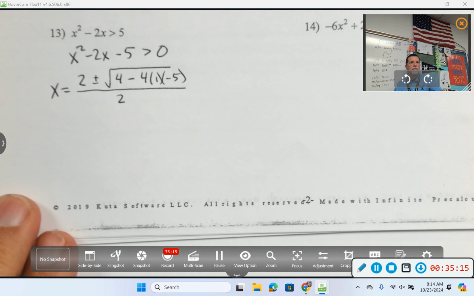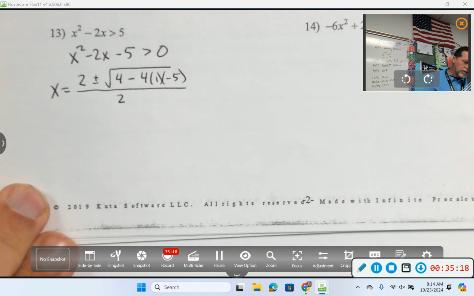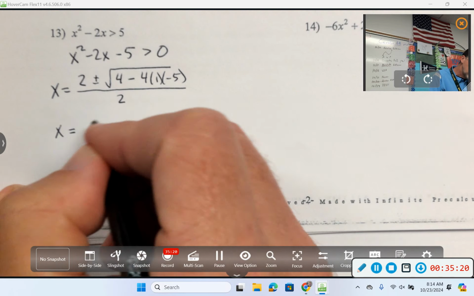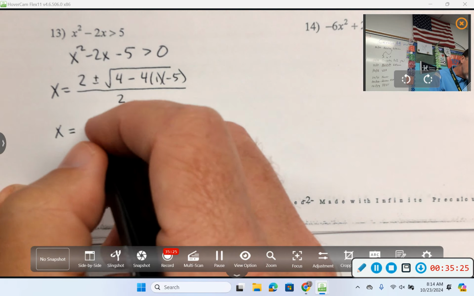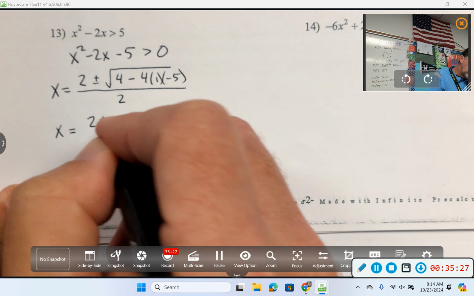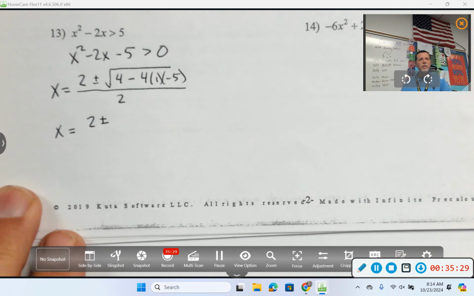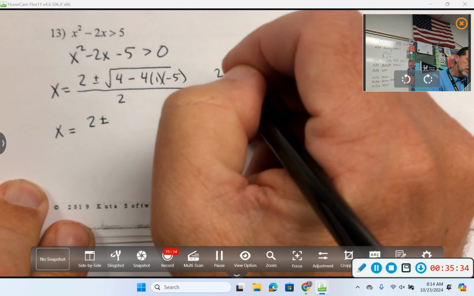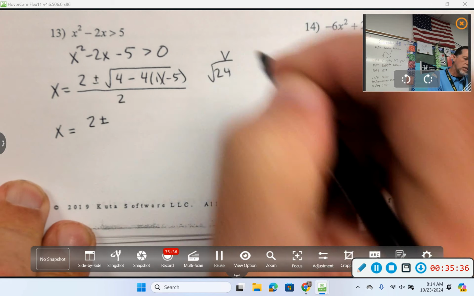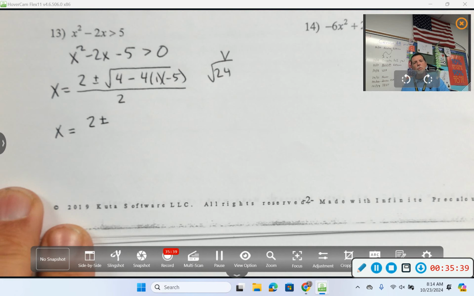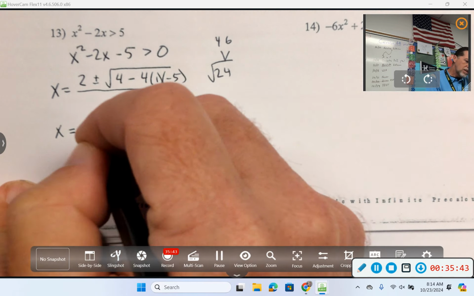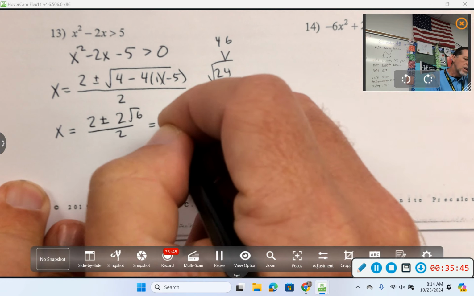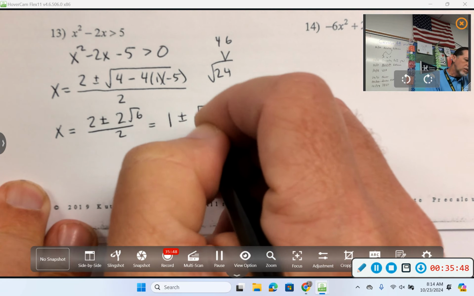Oh, that's another nasty answer though. It is going to be a nasty answer. Let's go make it square. Or we just stick with the nasty answer. 2 plus or minus, that's 24. That's 24, so that's not terrible. So 24 splits into 2 root 6. 2 root 6. So it's just 1 plus or minus square root of 6.